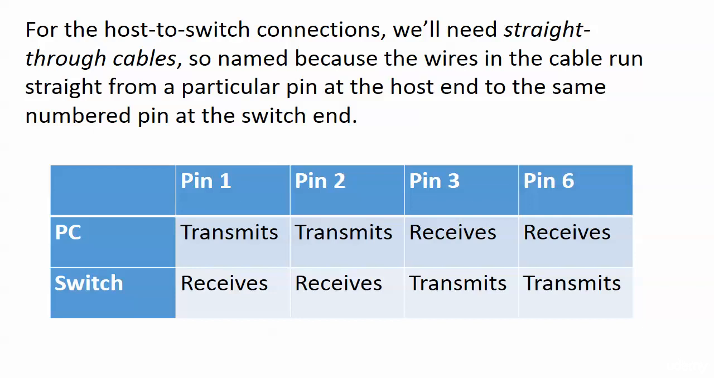Now the chart I have up here explains why we use a straight-through cable for this kind of connection. Your host, your PC in this case, is going to transmit on pins 1 and 2. Your switch receives on pins 1 and 2. So we're gold there, right? The PC is talking and the switch is listening to the same pins. As for the other two pins, 3 and 6, the switch transmits on 3 and 6, and the PC listens to 3 and 6. So, hey, it's a perfect relationship, right? We don't have to do anything with this, and we can just use a regular straight-through cable.